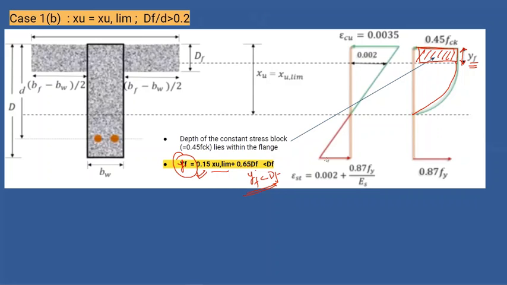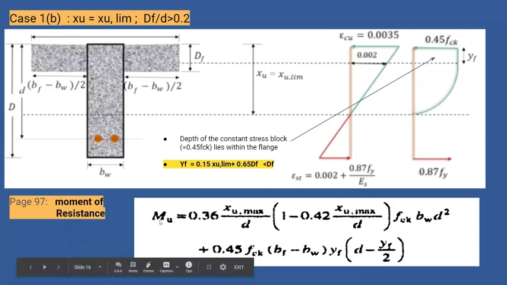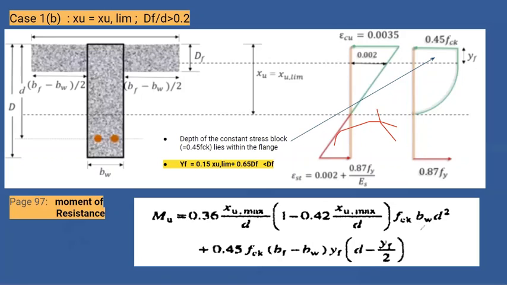If this situation arises, let's see. The formula of the moment of resistance is given on page number 97 like this. See here, the only change from the previous formula is that DF is converted to YF. If you see the previous formula, let's look once more at the previous formula.